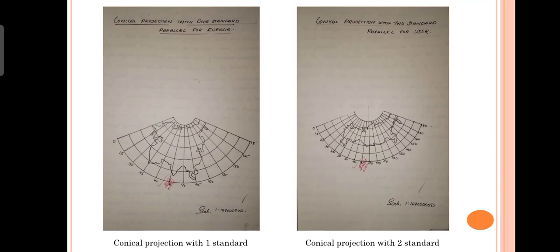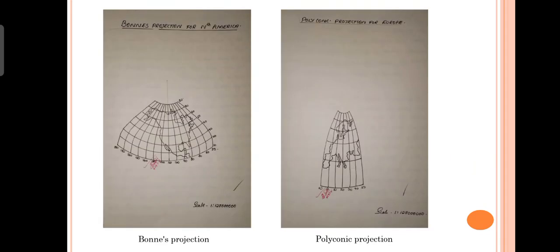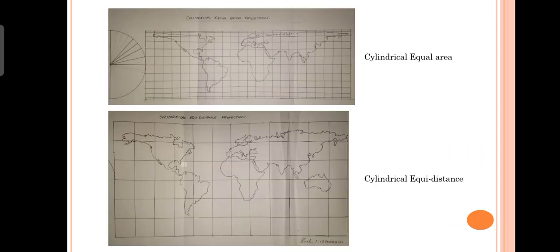Next, conical projection with one standard parallel for Eurasia. Then conical projection with two standard parallels for the USSR. Next, Bonne projection for North America. Then polyconic projection for Europe. Then the last two projections are the cylindrical equal area projection for the whole world and the cylindrical equidistant projection for the whole world.